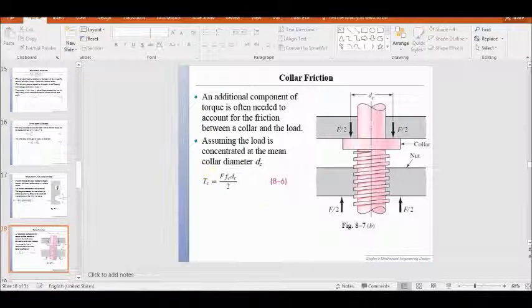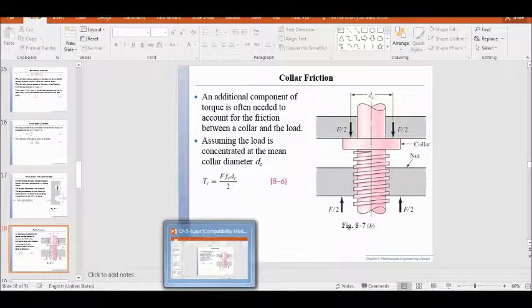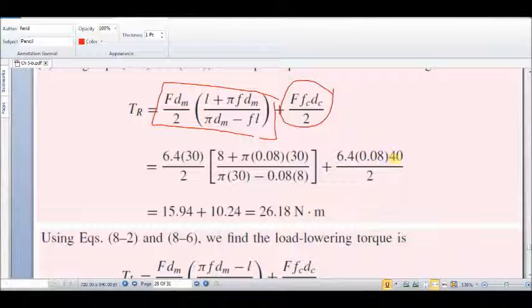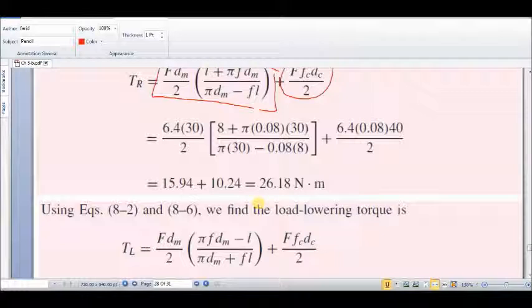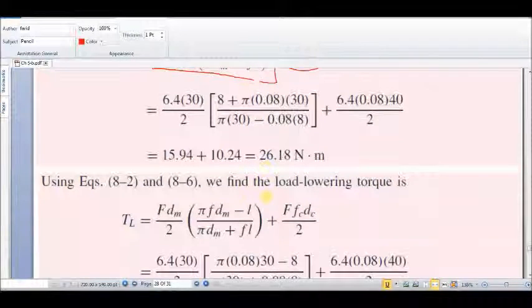You have to use equation 8.6. In this equation, Fc, as I said earlier, is the coefficient of friction between the collar and nut, and dc is the mean diameter of the collar, which is 40 millimeter. So the summation of these two torques is the total torque that we need to raise the load. In total we need 26.18 newton meter to raise the load.